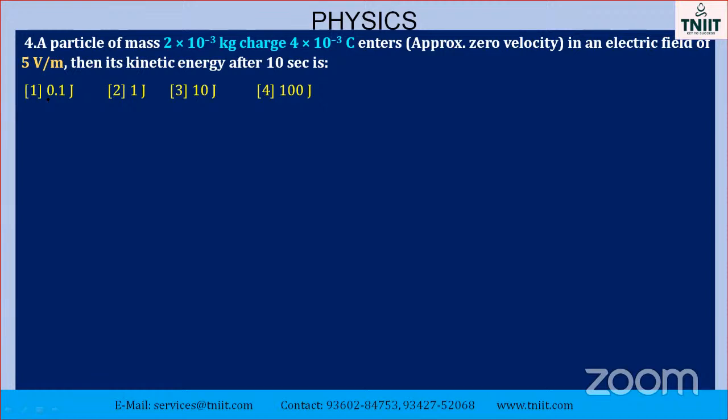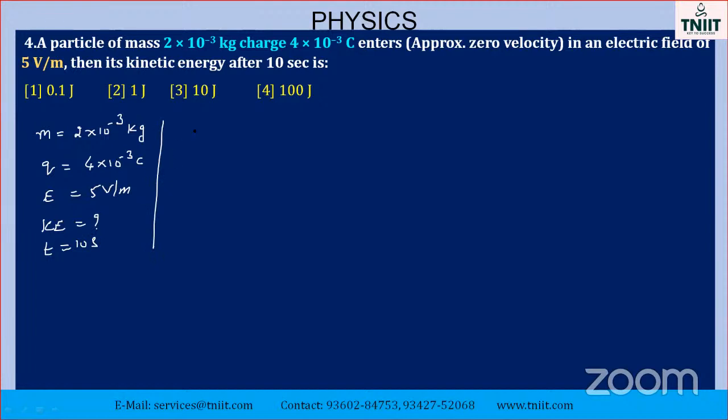There is a particle of mass m, 2 into 10 power minus 3 kg, that carries a charge of 4 into 10 power minus 3 coulomb that enters into an electric field of 5 volt per meter. What is the kinetic energy they are expecting after 10 seconds? T equals 10 seconds.